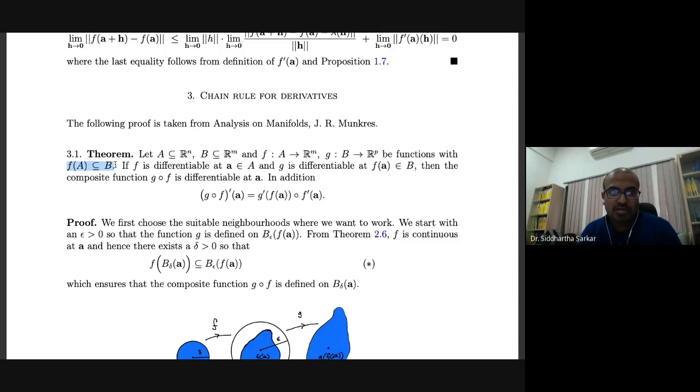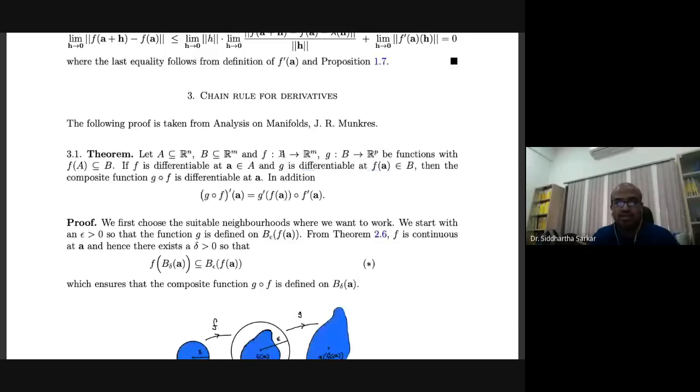Okay, so under this condition, if I assume that f is differentiable at a and g is differentiable at f(a), then this says that the composite function g∘f is differentiable at a, and if I want to know its derivative at a, this simply can be written as follows.